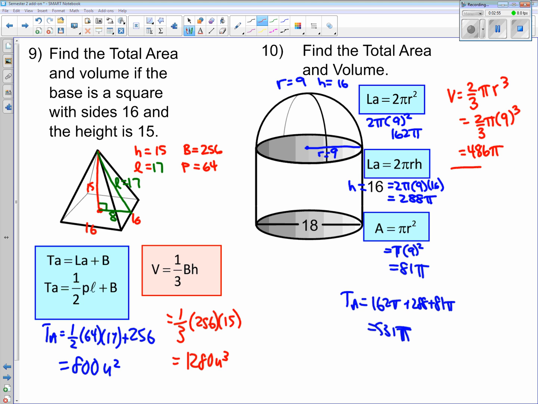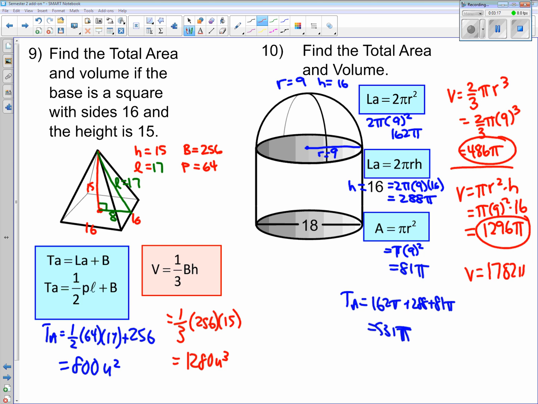And then the volume of the cylinder is just pi r squared times the height. So the radius is 9. The height is 16, so the volume for the cylinder portion is going to be 1296 pi. So then when I add these two together, the volume is going to be 1782 pi, and since that's volume, we're going to call it units cubed.